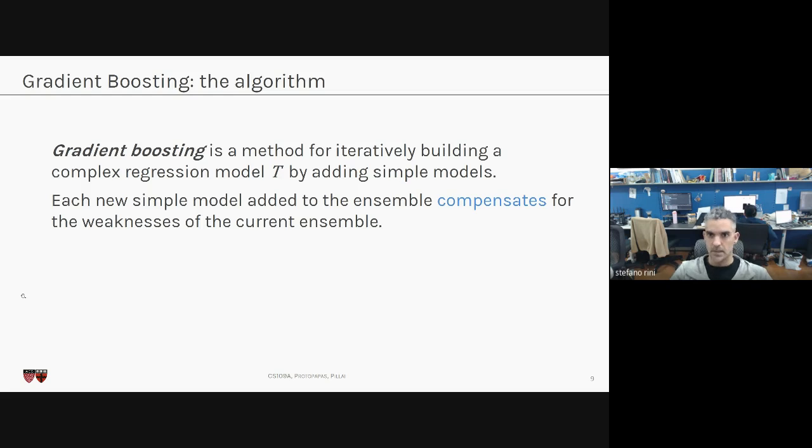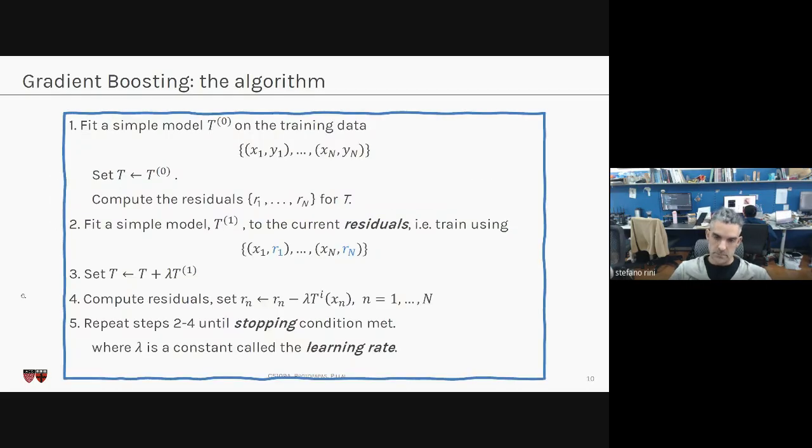Very good. So gradient boosting is a method of iteratively building complex regression models by adding simple models. Each new simple model is added to the ensemble to compensate for the weakness of the current ensemble. So this idea of compensation of the mistakes will come more and more into focus in the next slides. Let's do this slowly so that you can appreciate the concept as it emerges.